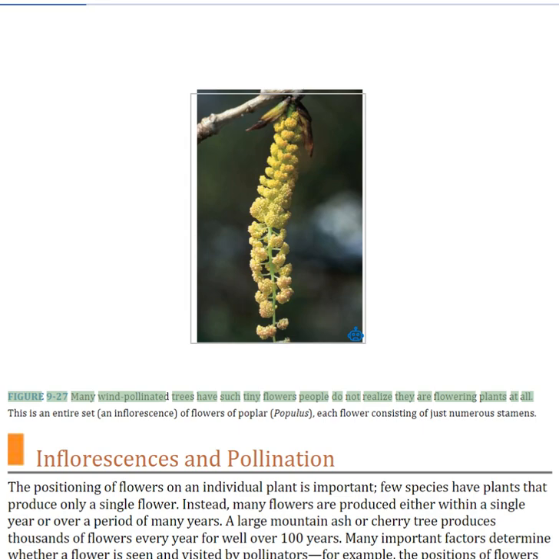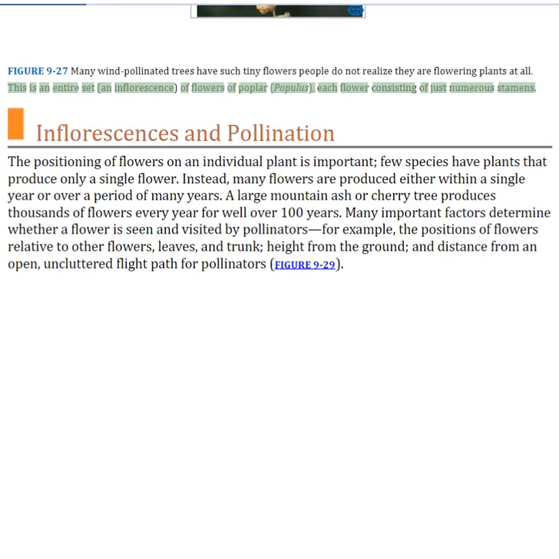Figure 9.27. Many wind-pollinated trees have such tiny flowers people do not realize they are flowering plants at all. This is an entire set of flowers of poplar, each flower consisting of just numerous stamens.